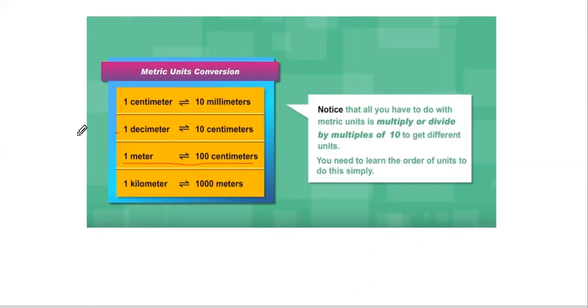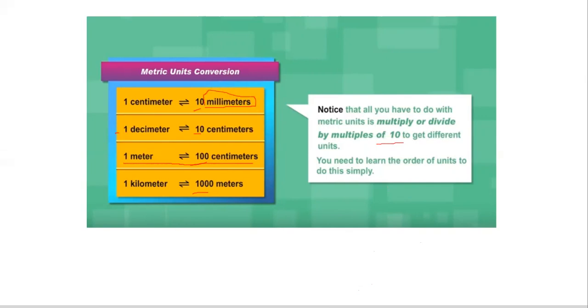What did you notice? I noticed that to work with the metric units, we only should multiply or divide by multiples of 10. Because it's 10, 10, 100, 1,000. Yes, she is right. We should only multiply or divide by 10. These are the multiples of 10. What is the smallest unit here? Aha, the smallest unit is the millimeter.